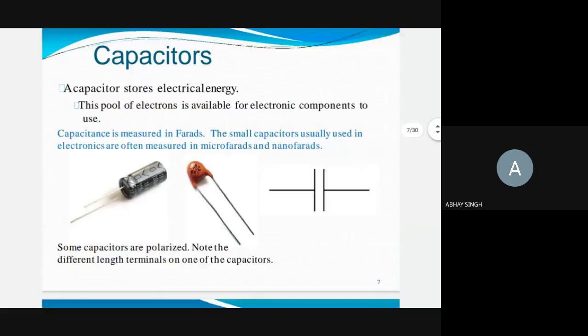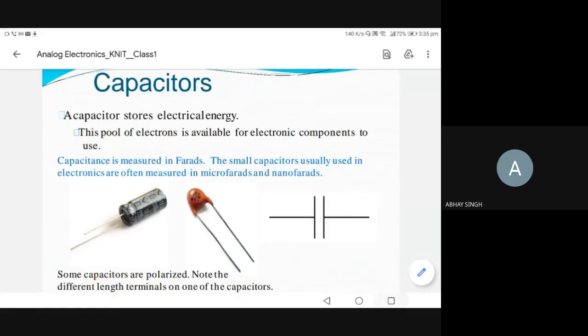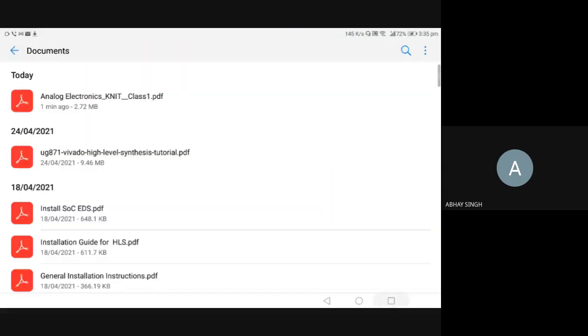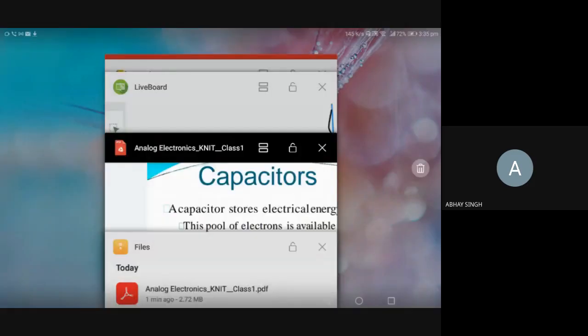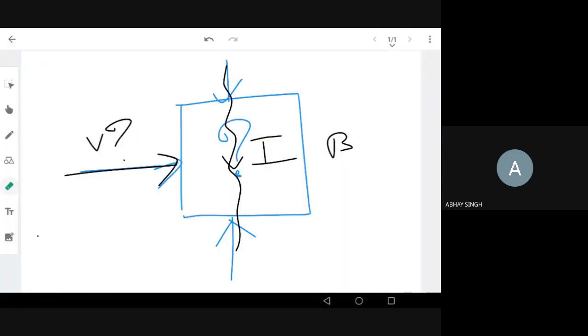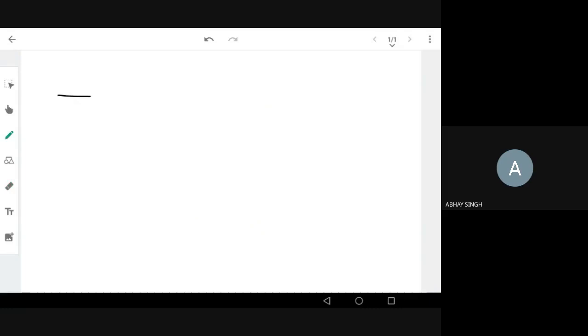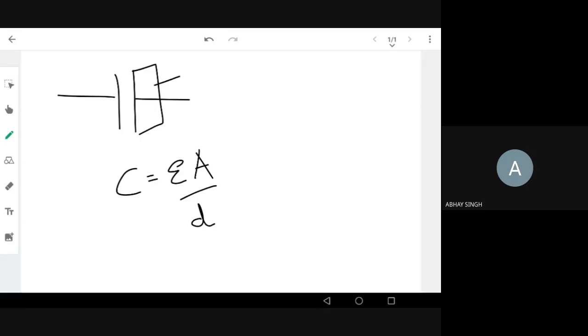What are the basics of a capacitor? You already know. And I think I'm discussing this so that it may be useful in the future. So what is capacitance? The basic equation we already know. The capacitance equation is C equals epsilon zero A by D, right? What is A? A is the plate area, right? This is plate area A. What is D? D is the distance between the plates.